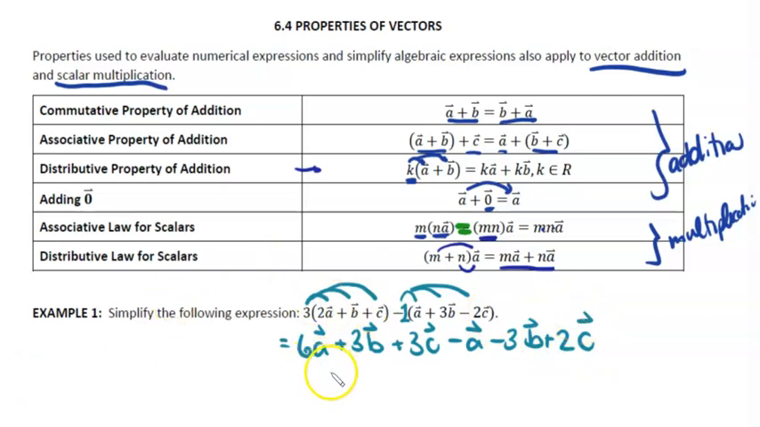Okay, now let's collect like terms, but with vectors. 6A minus A, so we're going to be left with 5 vector A, and 3 vector B minus 3 vector B, those go away. That turns into a 0 vector, right? If we have 3 vector B's and we subtract 3 vector B's, it goes away. Now, 3 vector C plus 2 vector C, we get plus 5 vector C.